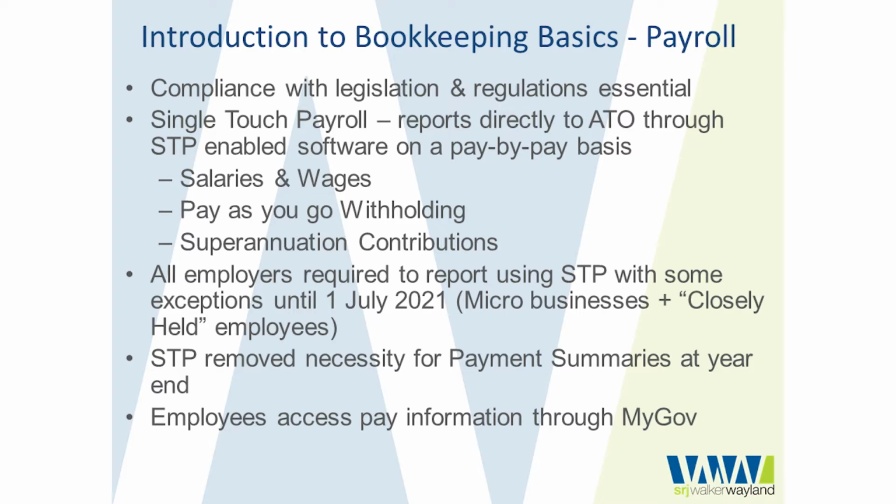So what you need to ensure that you have is single touch payroll or STP enabled software that's integrated into your system that will automatically advise the ATO when a pay run is processed, and it will tell them your salary and wages per individual, the associated pay as you go withholding, and the associated superannuation contribution. That STP system removes the necessities for you as an employer to then issue payment summaries or what we used to call group certificates at the end of the financial year. Employees can access their payroll information on a real-time basis through their MyGov ID and their MyGov logins.